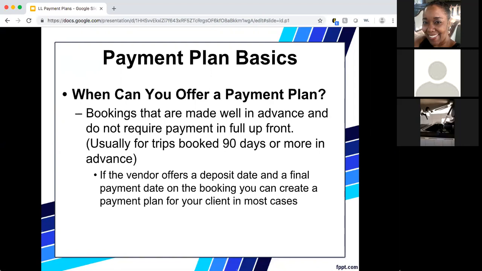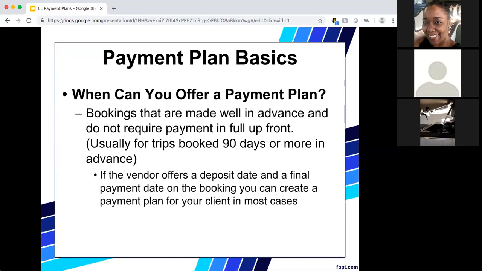Often when you book that way, the vendor will give you a deposit date and a final payment date on the booking, and then you can create a payment plan for your client to meet that goal in most cases. We've got different vendors that we use, vendors such as Expedia, TAP, and VAX. Those are our most popular ones that we tell new agents to start with.